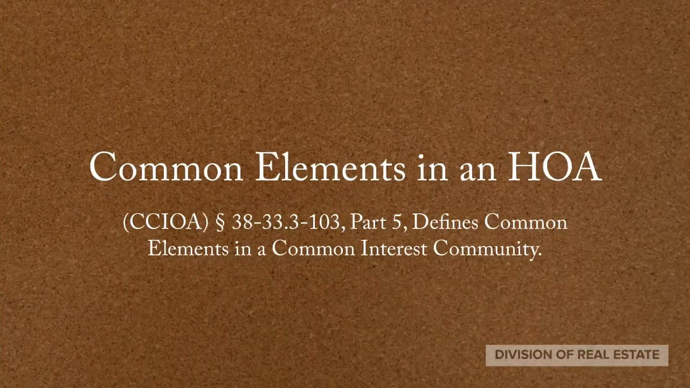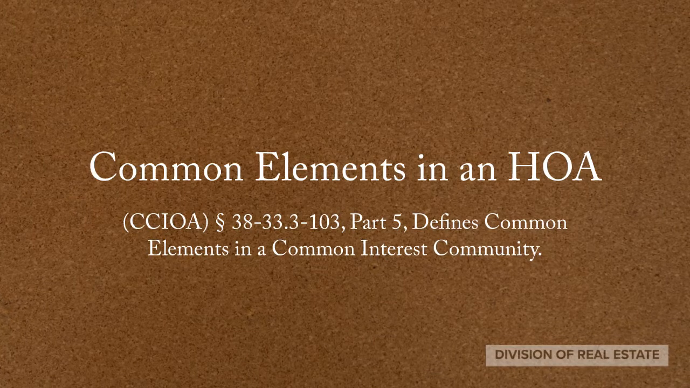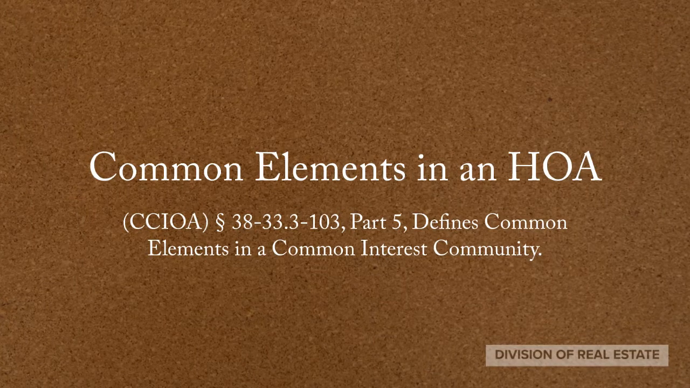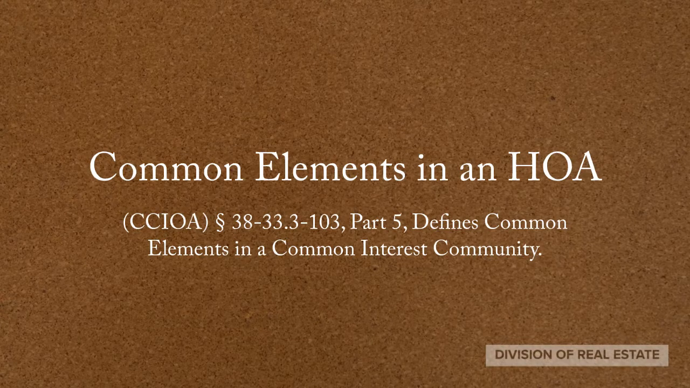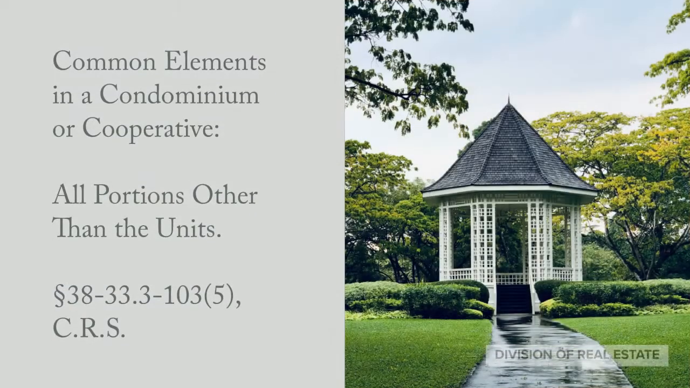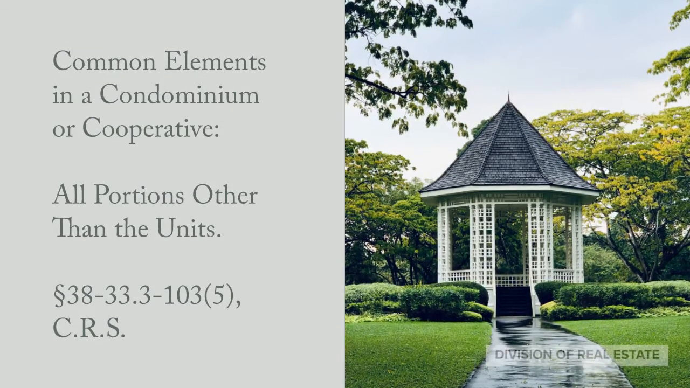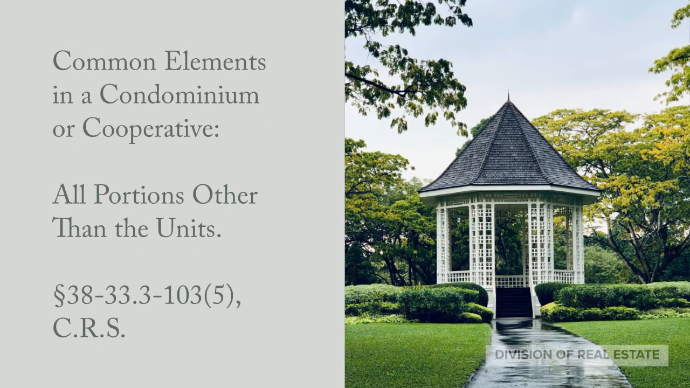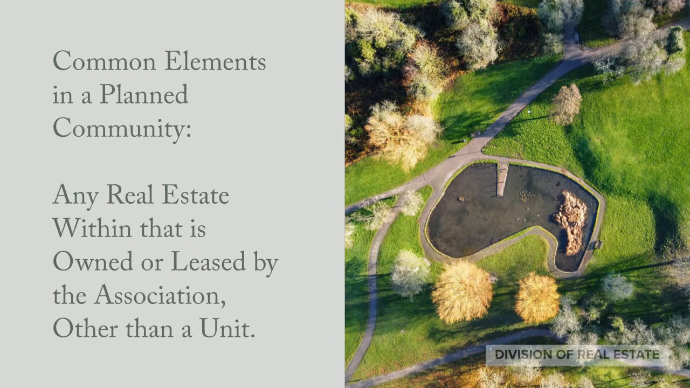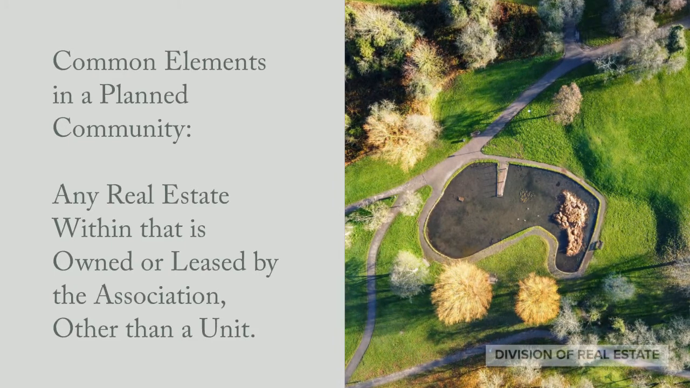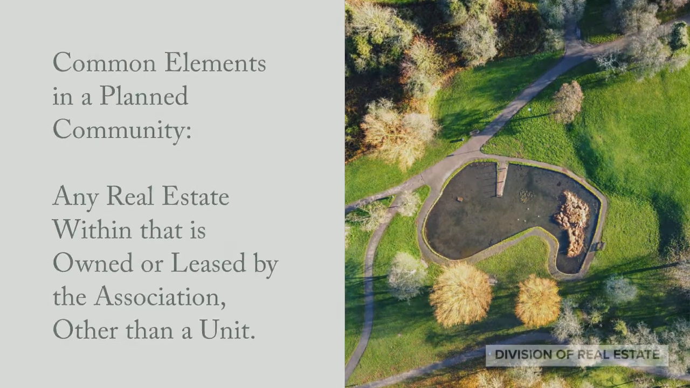Common elements in an HOA. The Colorado Common Interest Ownership Act, Section 38.33.3.103, Part 5, defines common elements in a common interest community. In a condominium or cooperative, common elements are those portions of the community other than the units. In a planned community, any real estate within a planned community owned or leased by the association other than a unit are considered common elements.